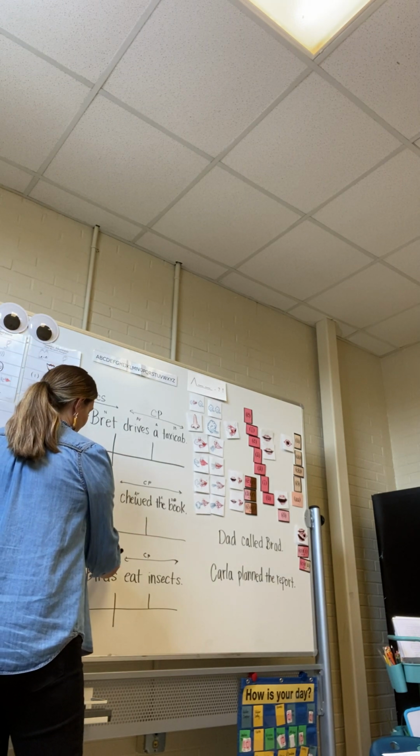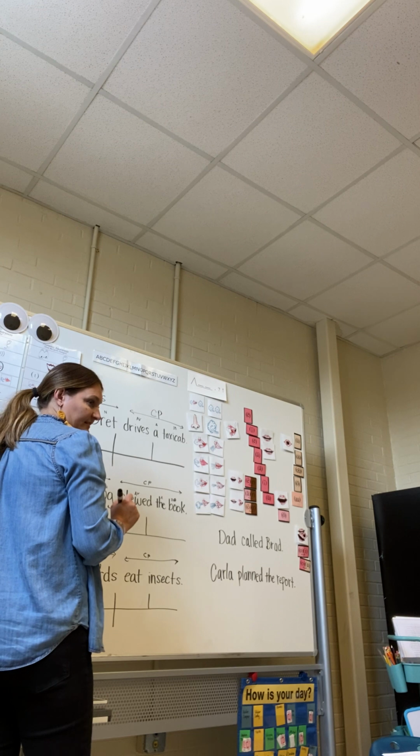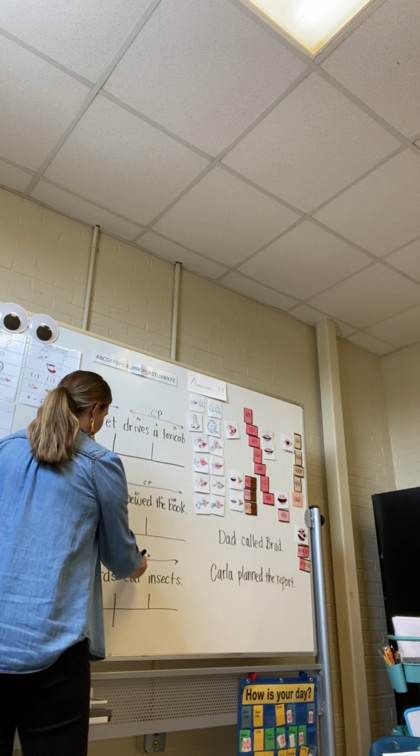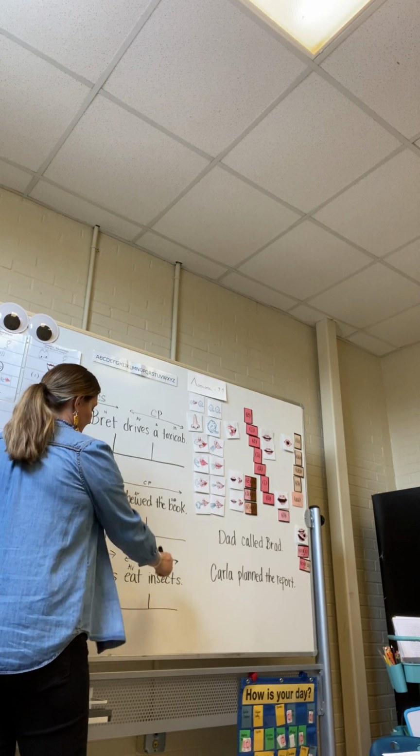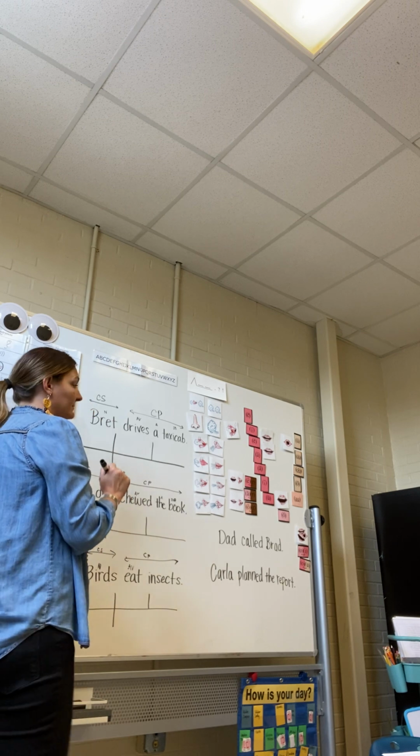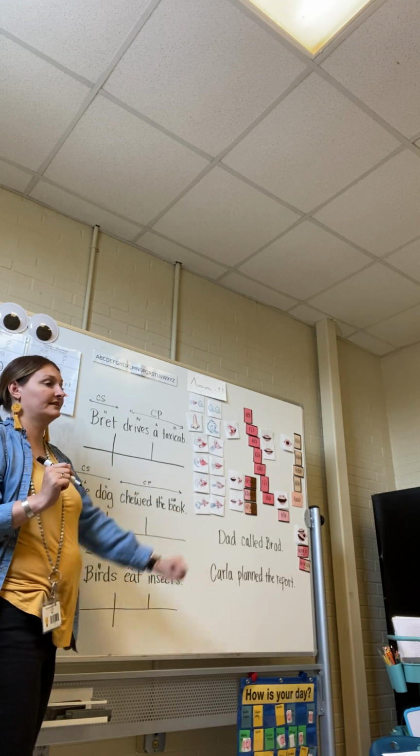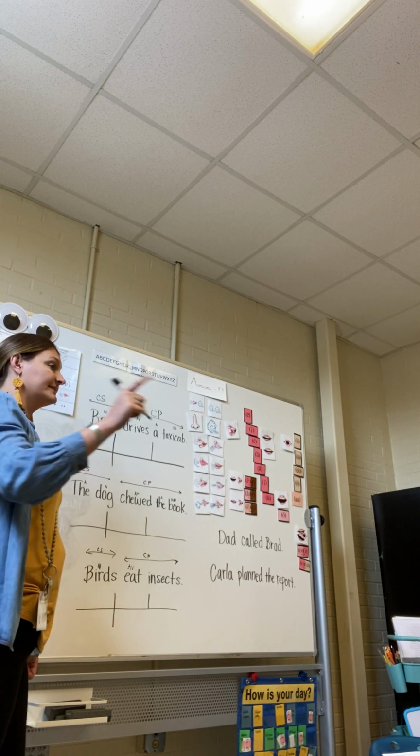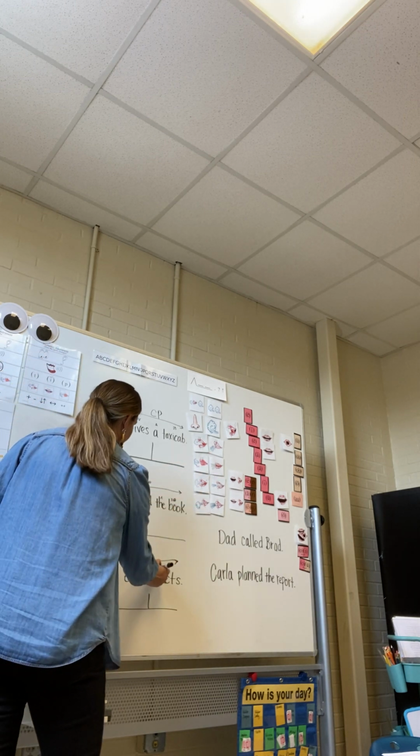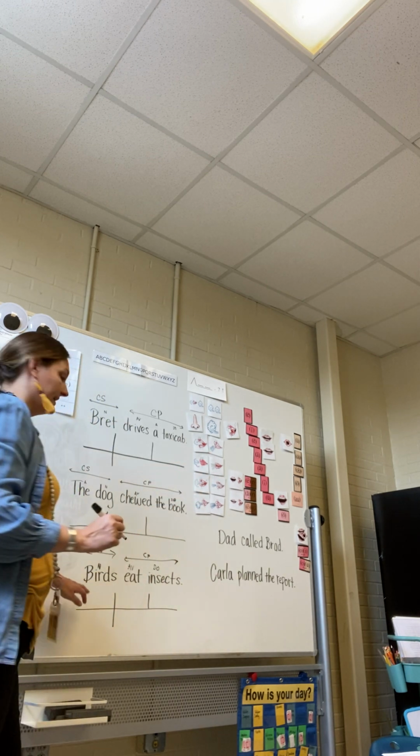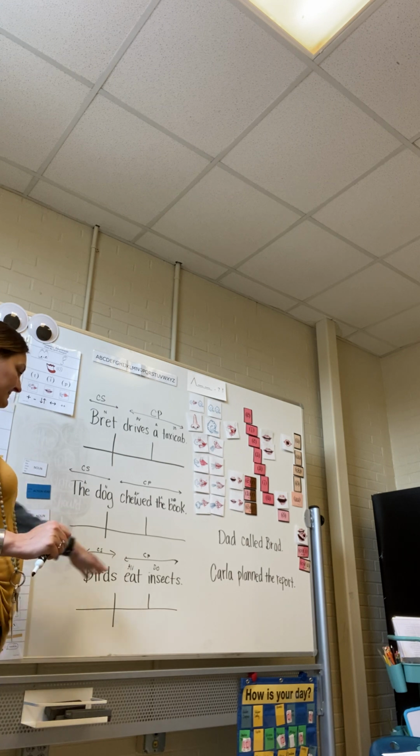Good. What part of speech is eat? Action verb. And what part of speech is insects? Noun. But not just any noun, it is our direct object. Very good. Your direct object. All right, now you can pick up your cards and lay out how you think they should go.